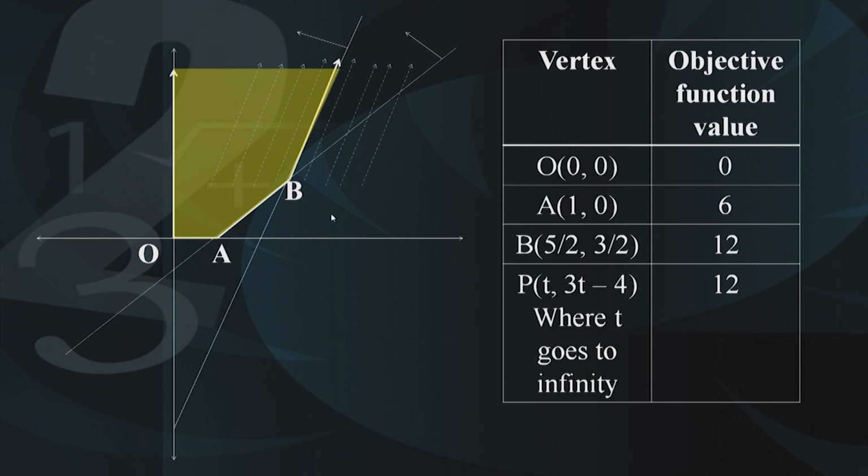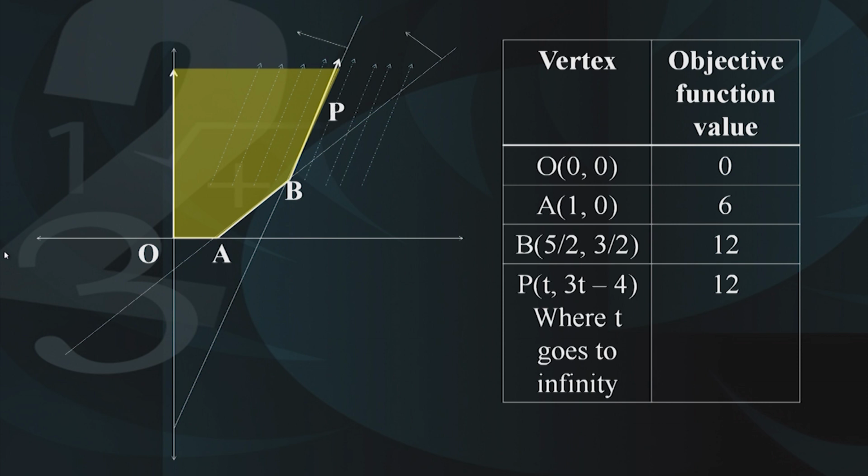So, here you see O is the origin, so the objective function value is 0. The point A is (1, 0) and its value is 6. Similarly, at B the point is (5/2, 3/2), its value is 12, and in fact you find that if you take any point P on the line segment as indicated in the figure, its value will also be 12.